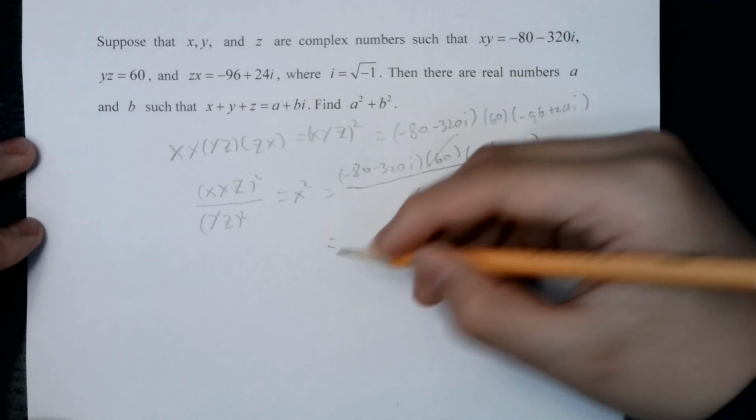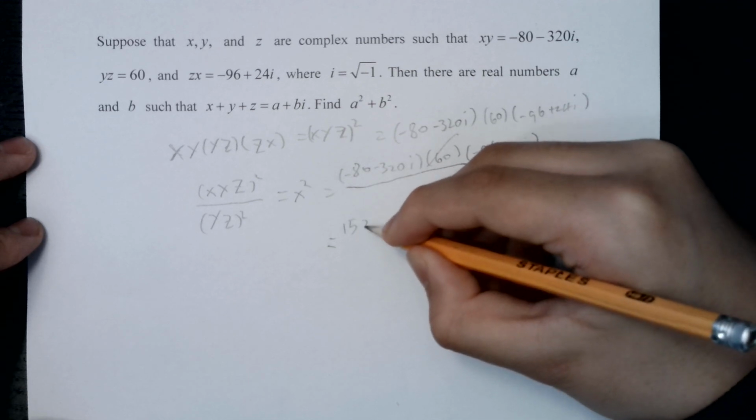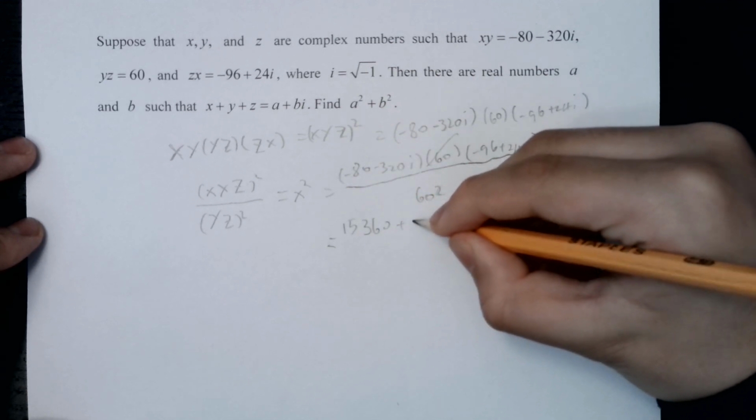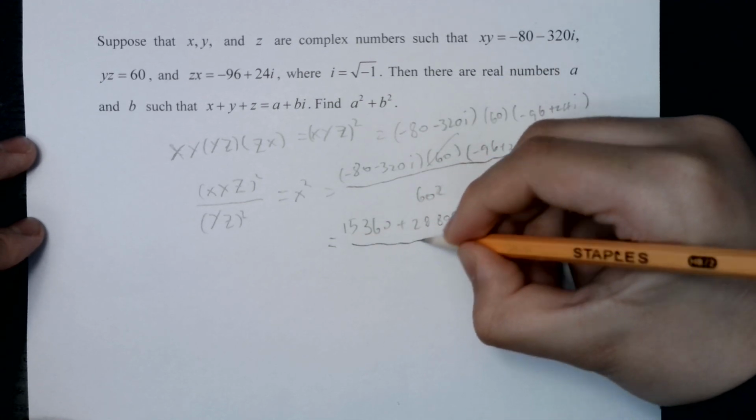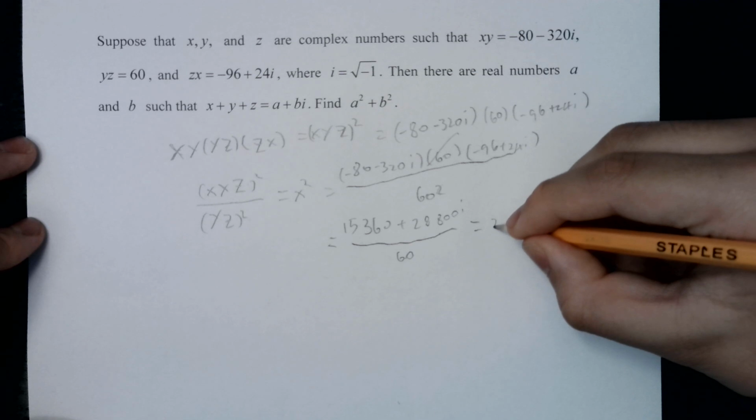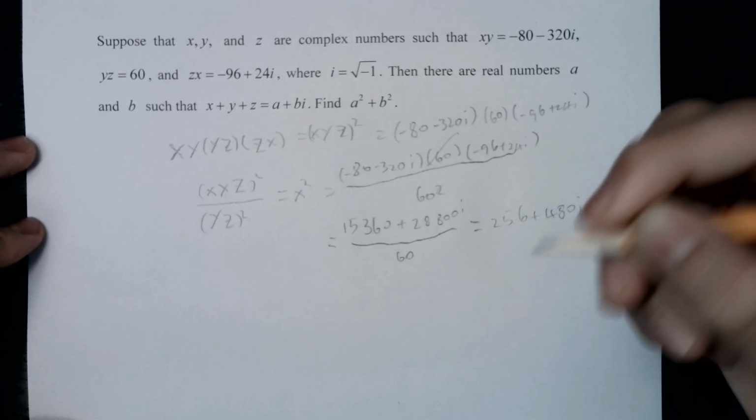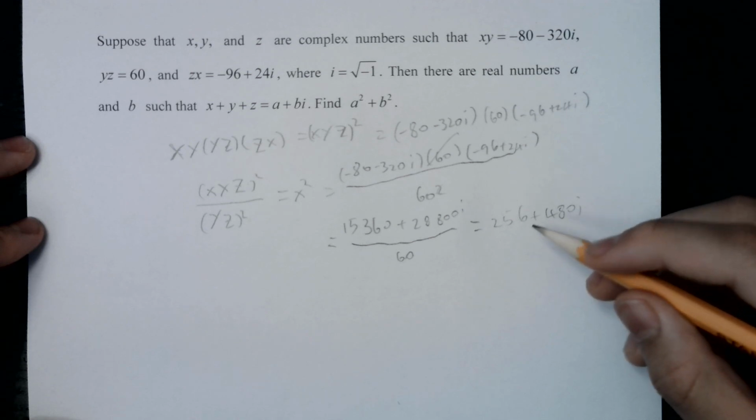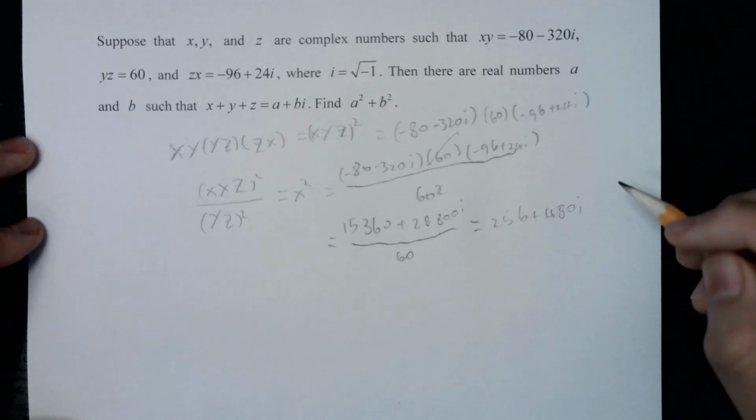Now expanding this, we get a big number here, 15,360 plus 28,800i divided by 60. And further simplifying this, we get 256 plus 480i. Which means that we know that x squared is going to be equal to 256 plus 480i.